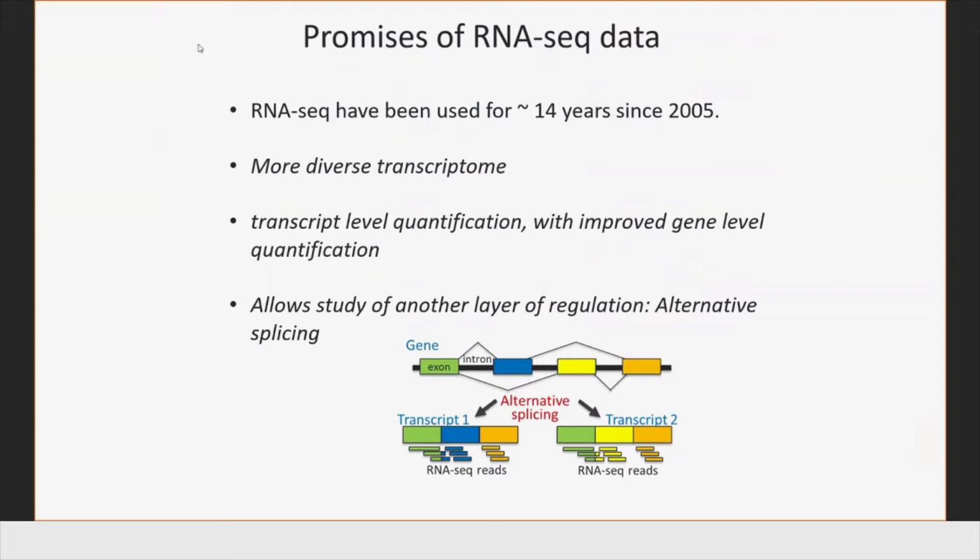For people who are not familiar with alternative splicing, in this example, alternative splicing can selectively choose the exons that you incorporate into your transcript. So from the same gene, you can have two transcripts constructed just by the alternative splicing regulation.